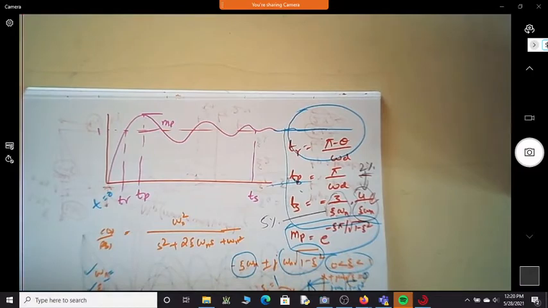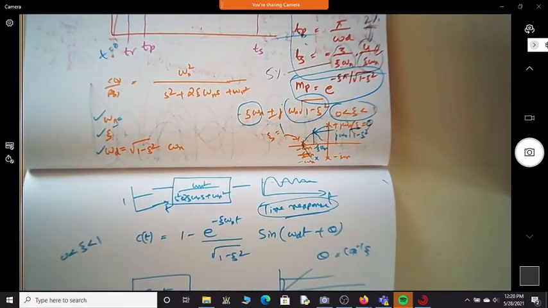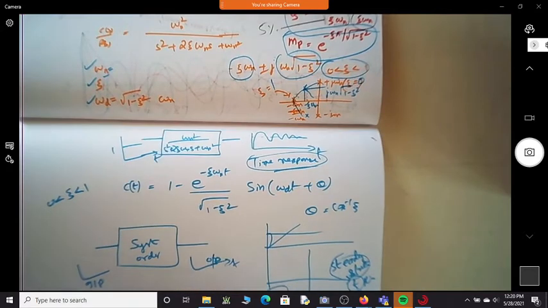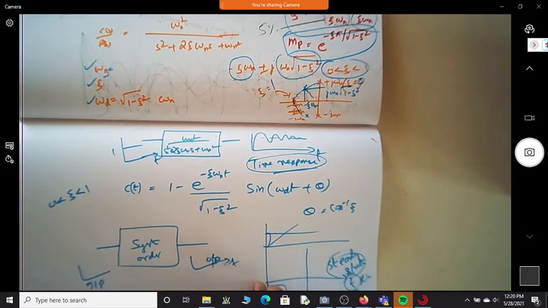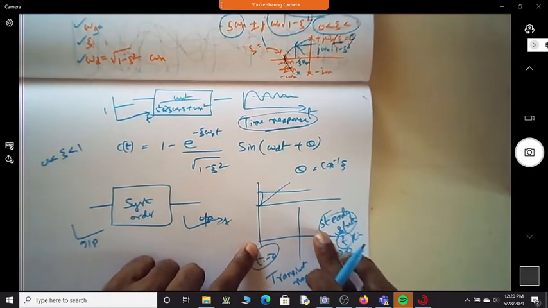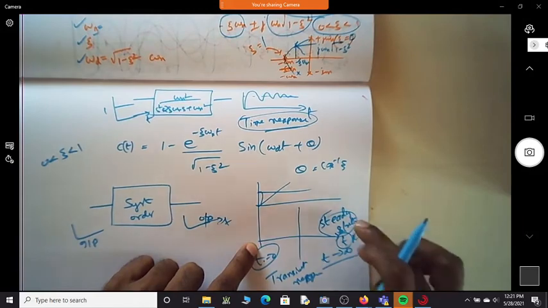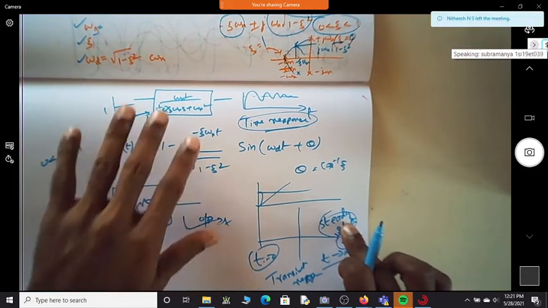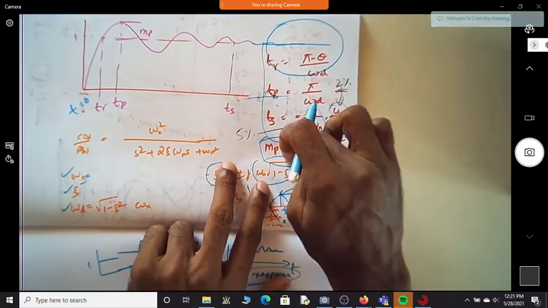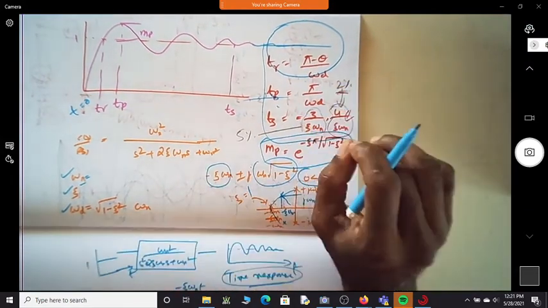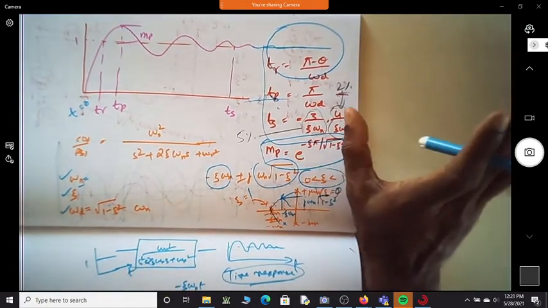For any circuit for that matter, time response can be divided into two depending on the time at which you are looking. If you are looking for the initial time period of response, then we call it transient response. If you are looking at a later time, then we call it steady state response. So whatever expressions we have obtained or will be using will be for the transient response. Initially, how does the system behave?